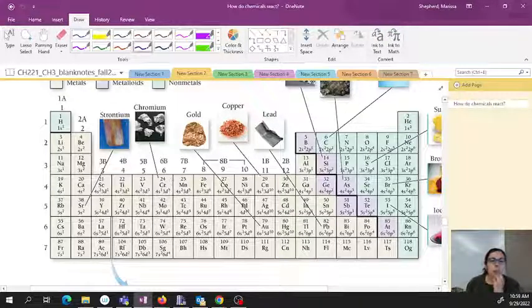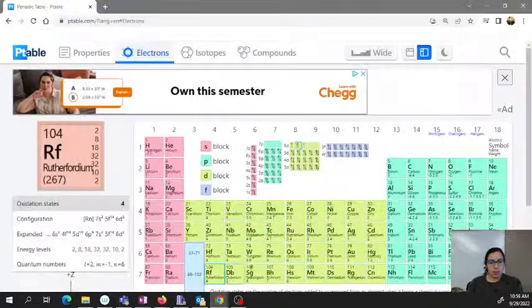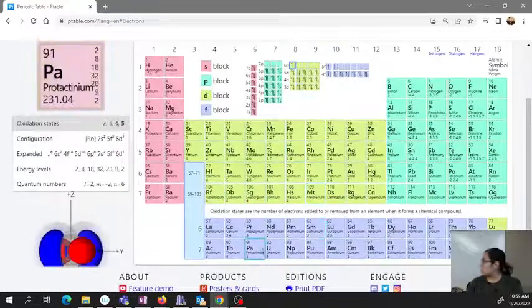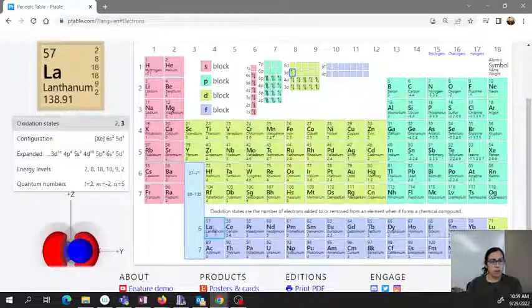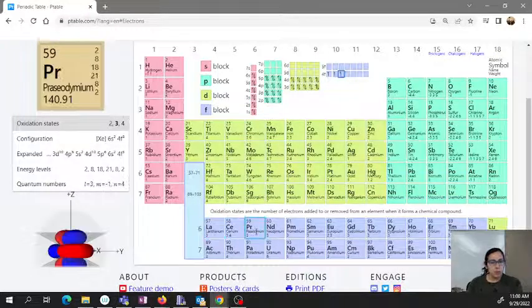And so your book even has these exceptions listed here. And again, I'm not expecting you to know them. Just take them in right now, understand that there are exceptions, and you can always look at the periodic table to orient yourself.